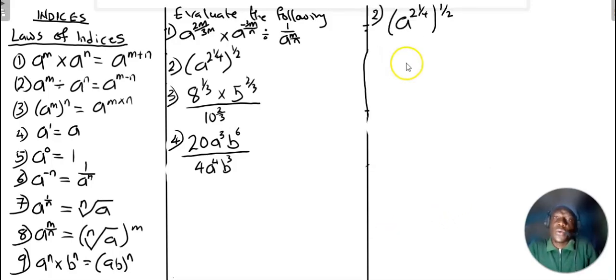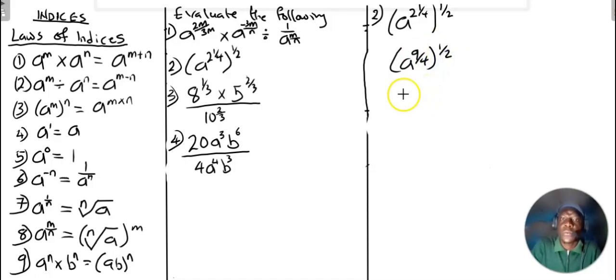Very simple. For question number 2, we have a raised to power 2 and 1 over 4, all raised to power 1 over 2. Yes, the first thing we are going to do, of course, is to change the mixed number to an improper fraction. In changing that, we have a raised to the power 4 times 2 will give us 8. 8 plus 1 is 9. A raised to the power 9 over 4, all raised to the power 1 over 2.